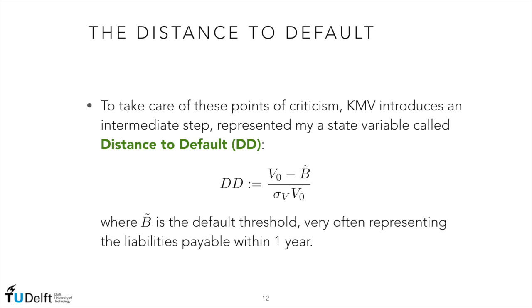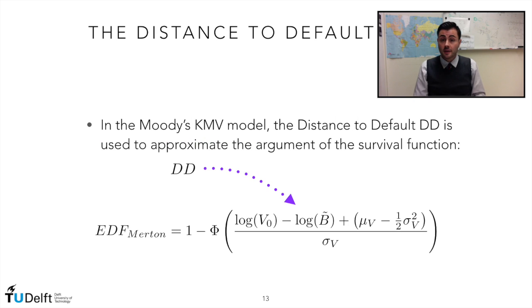In this quantity, for example, you see the B tilde we were speaking about before, that is the new threshold we define, and it often represents all the liabilities that are payable within 1 year. In Moody's KMV, the distance to default is used to approximate the argument of the survival function. In Merton's model, we use the normal survival function. In Moody's KMV, we use something else, something that we are going to see in a minute.